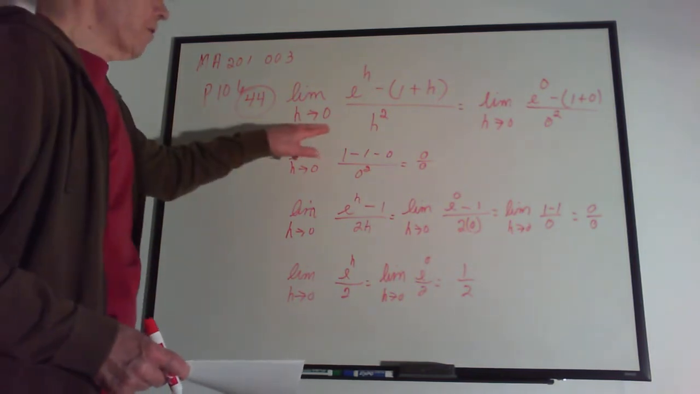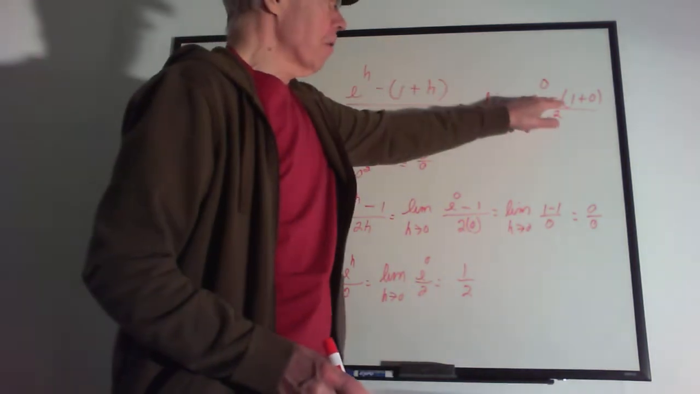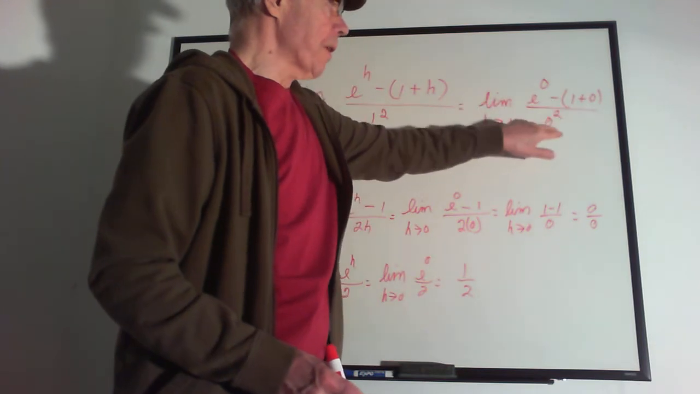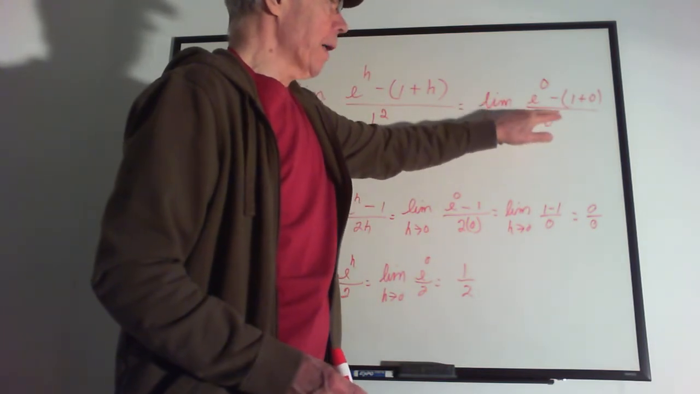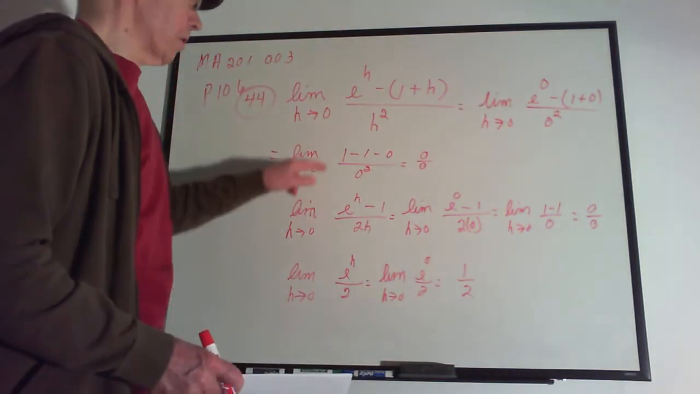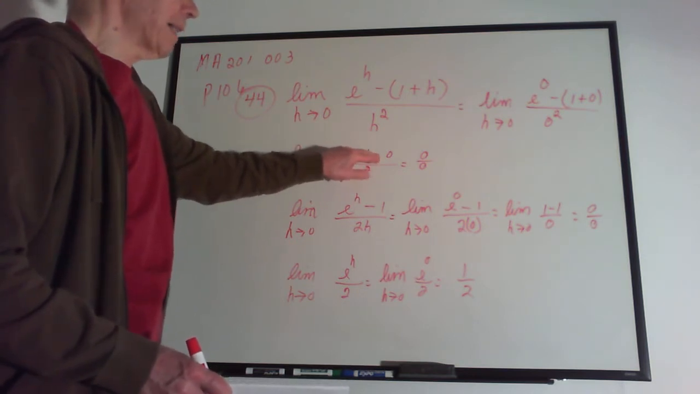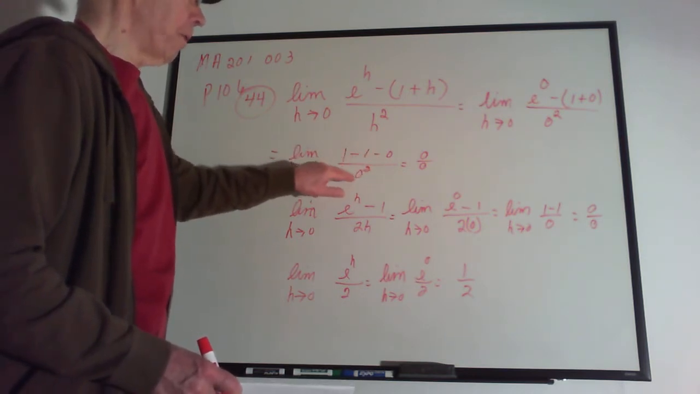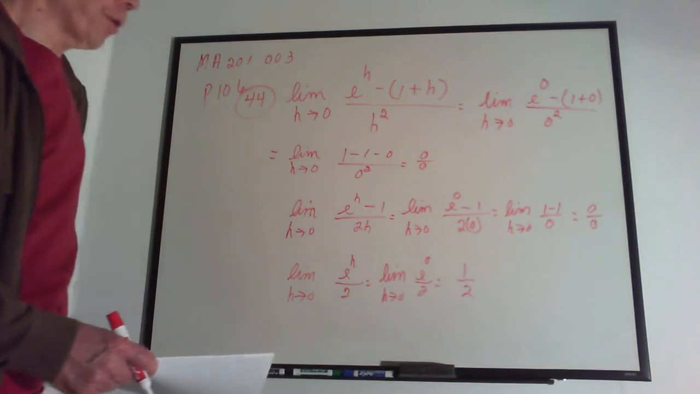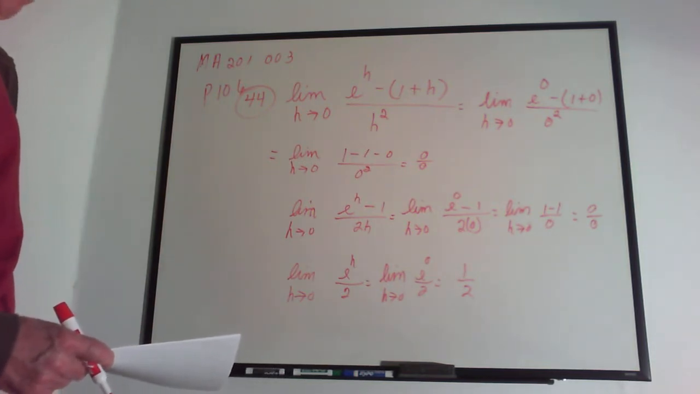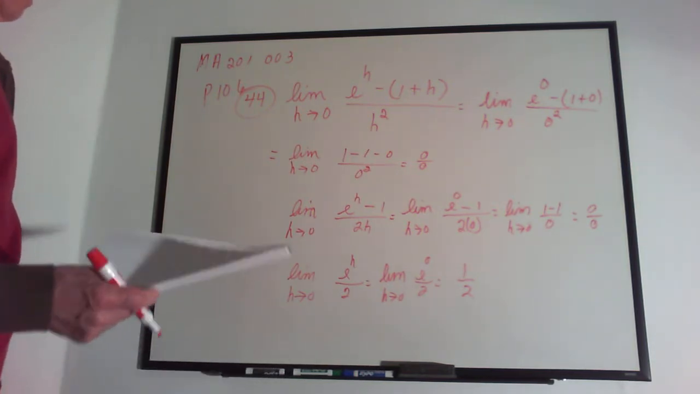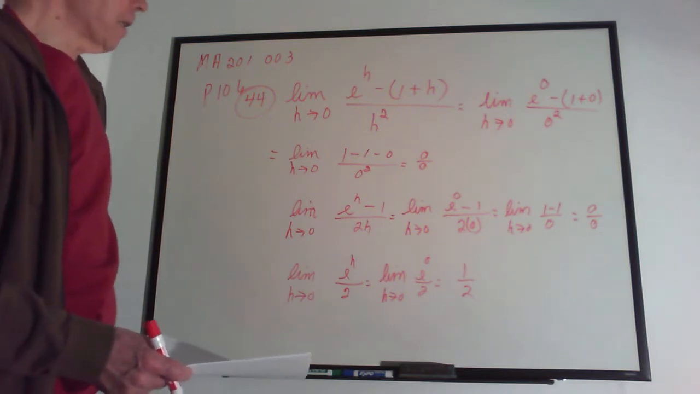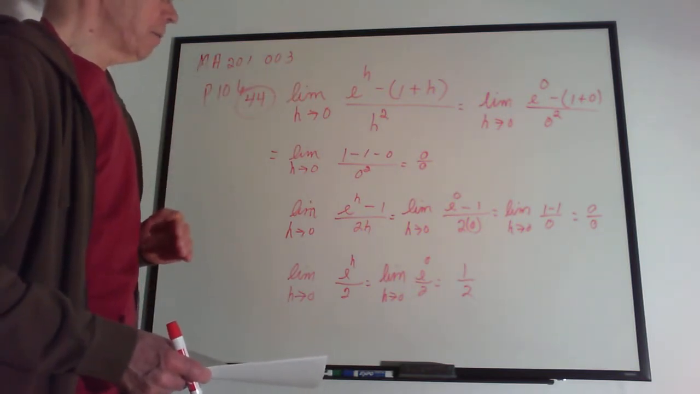Alright, so plug in the 0. I'm going to get e to the 0 minus (1 plus 0), over 0 squared. e to the 0 gives me 1 minus 1 over 0, so I end up having an indeterminate form 0 over 0, which means I'm going to apply L'Hopital's rule and take the derivative of the numerator.